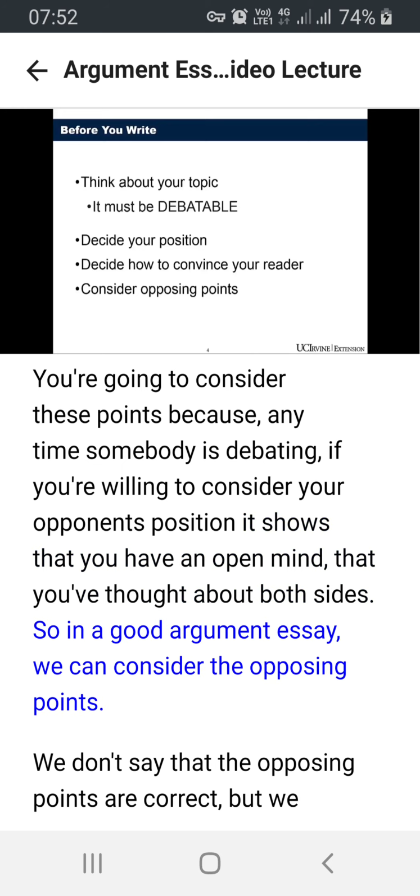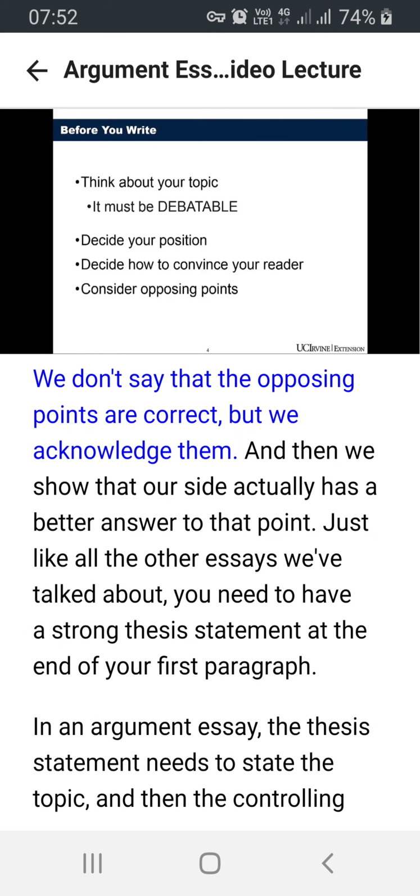So in a good argument essay, we can consider the opposing points. We don't say that the opposing points are correct, but we acknowledge them, and then we show that our side actually has a better answer to that point.